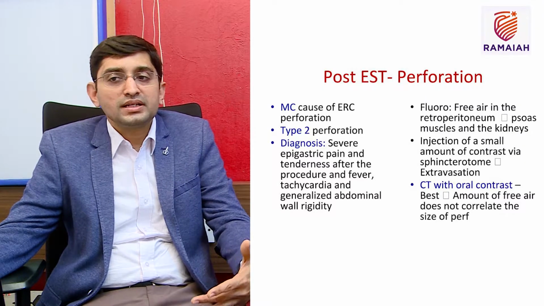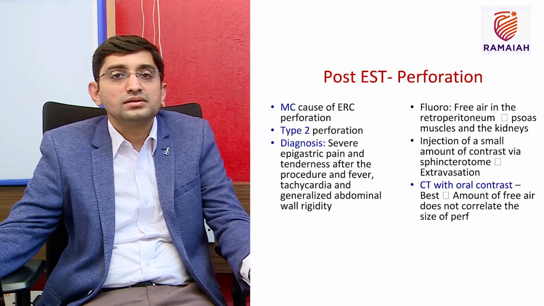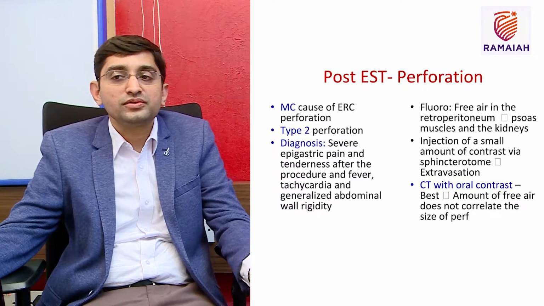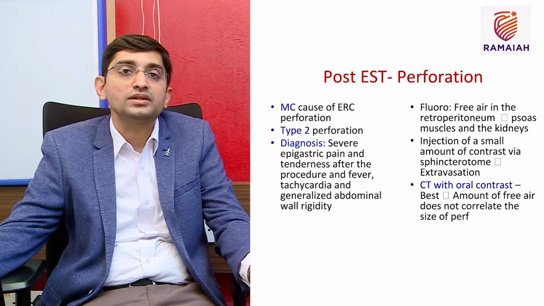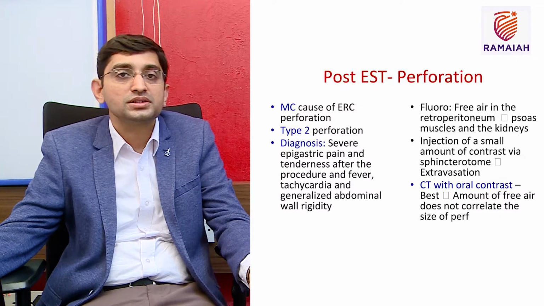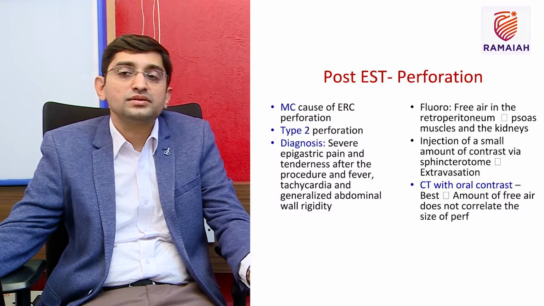Post-ERC perforation, this is the most common cause for post-ERC perforation. It is majority of the time type 2 perforation, because type 1 is predominantly on the lateral wall of the duodenum because of the scope reduction. Type 2 is at the ampulla because of the sphincterotomy.